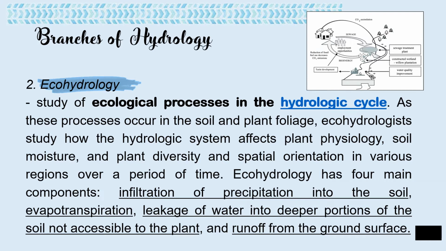Ecohydrology has 4 main components. Number 1, infiltration of precipitation into the soil. Number 2, evapotranspiration. Third, leakage of water into deeper portions of the soil not accessible to the plant. And last, the runoff from the ground surface.